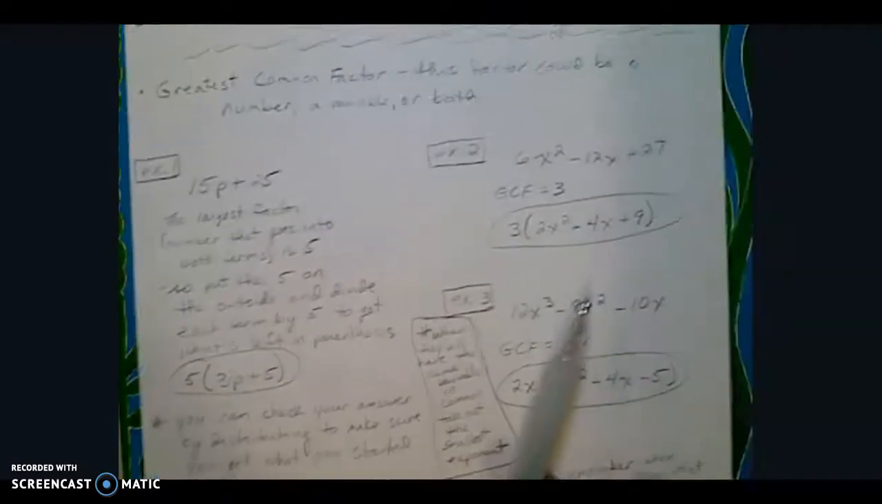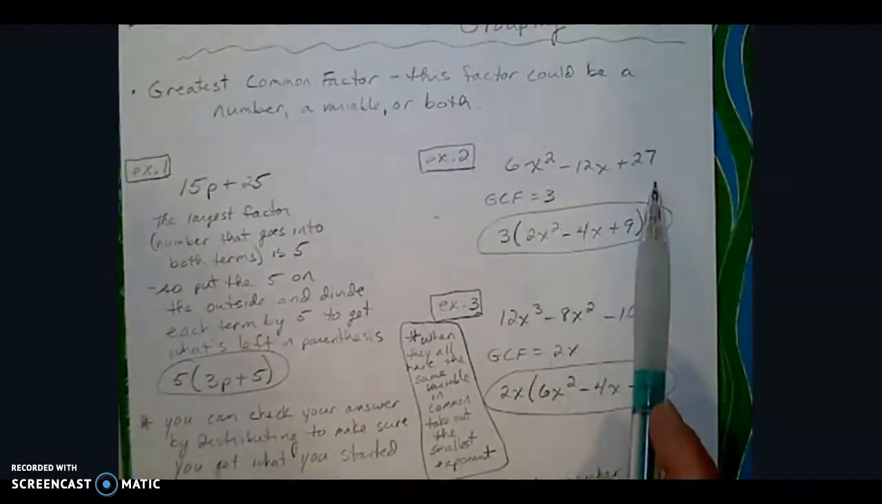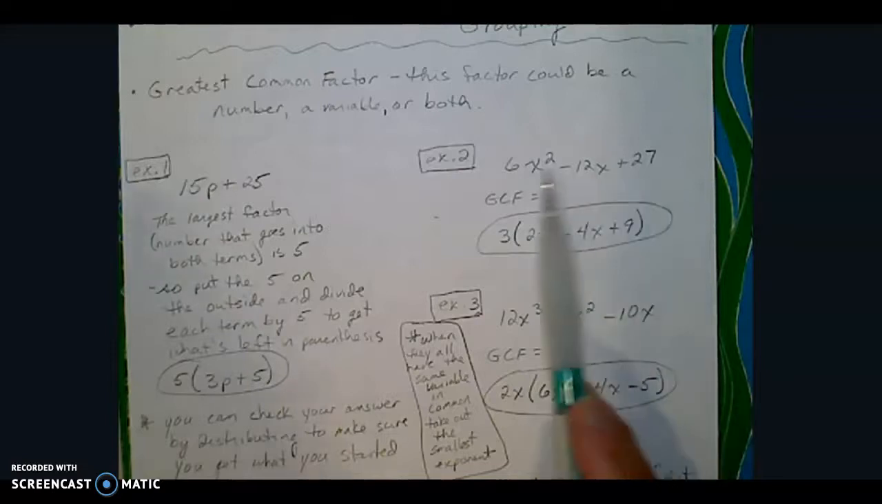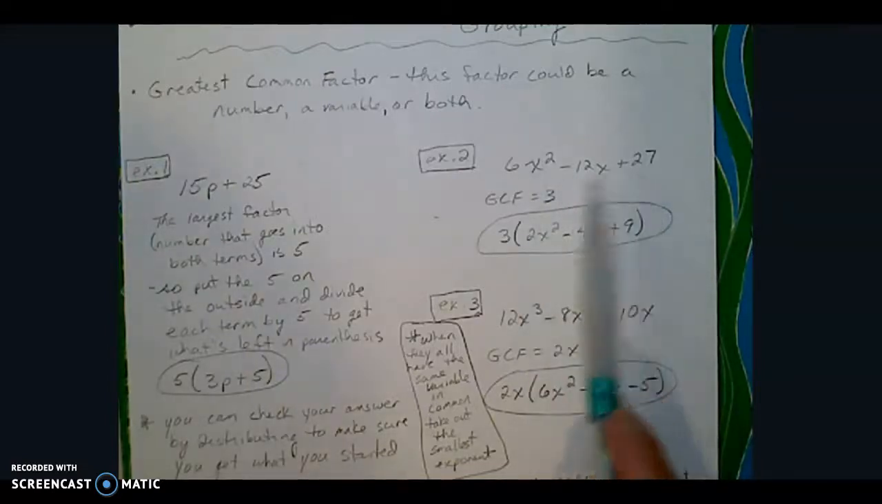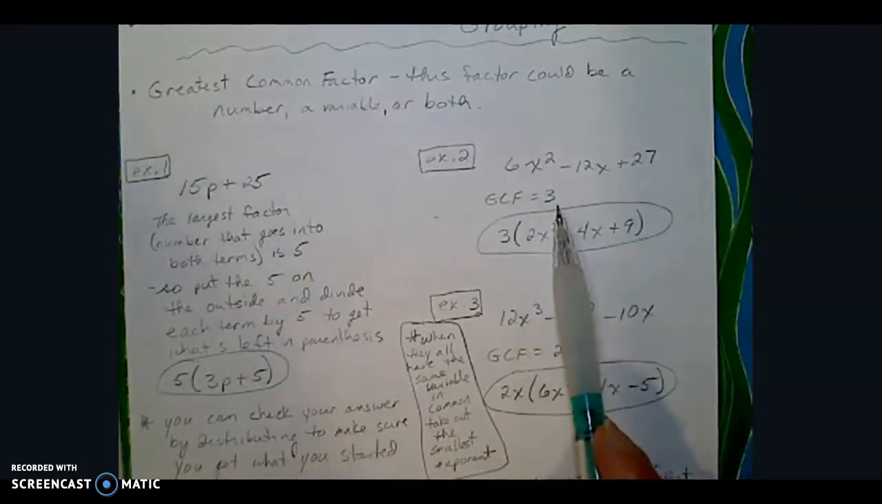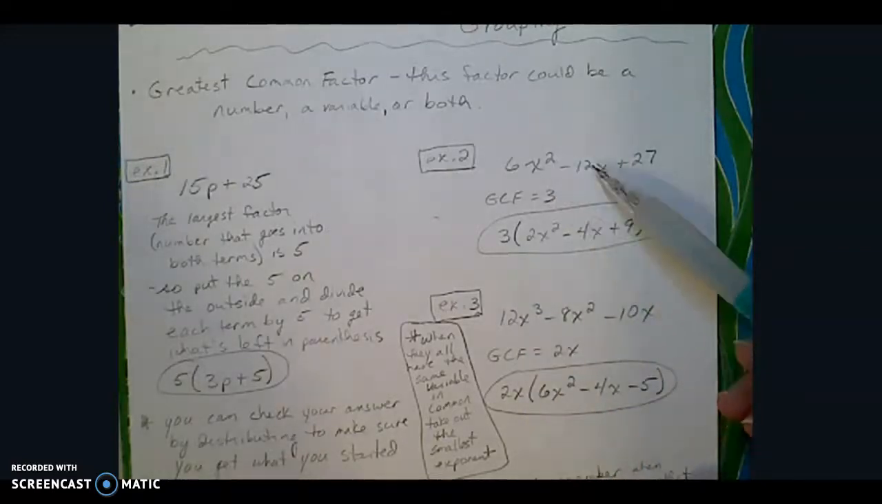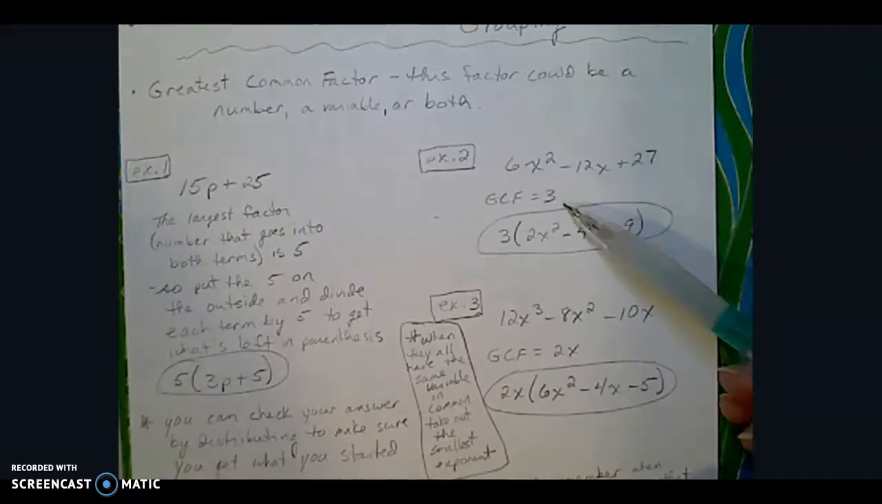Okay, a second example over here, there's three terms here in this trinomial. They don't all have variables, so they don't have a variable in common, but 6, 12, and 27, the greatest common factor of all of them is 3. So I put the 3 on the outside, and then I divide each of these terms in the polynomial by 3, and that's how I end up with what's left inside the parentheses.